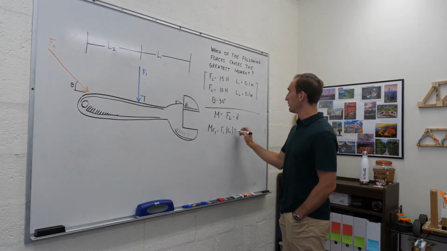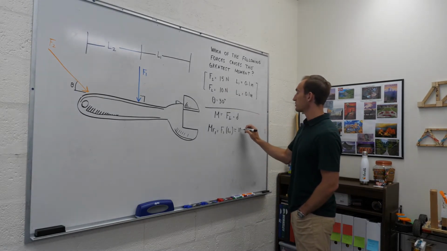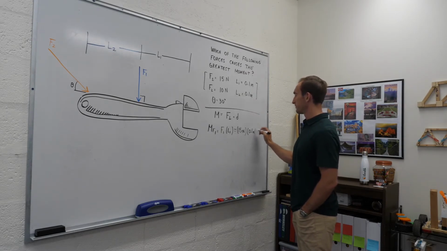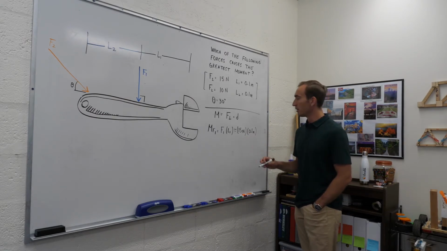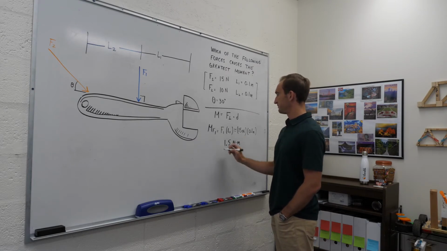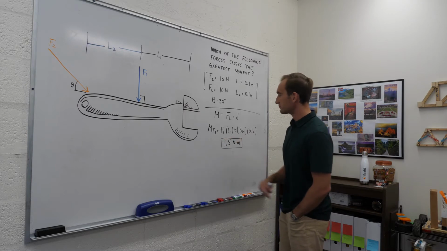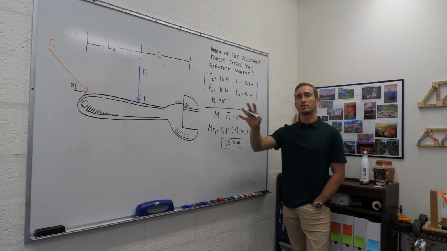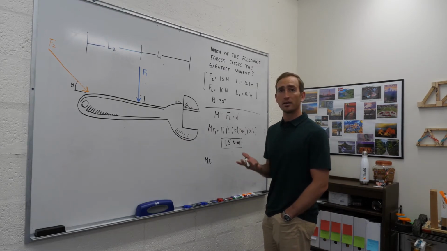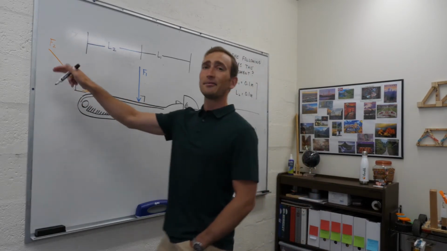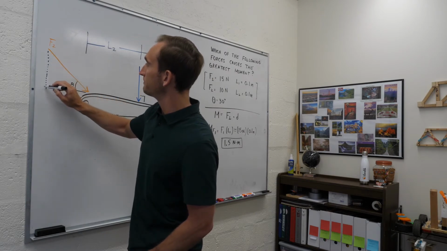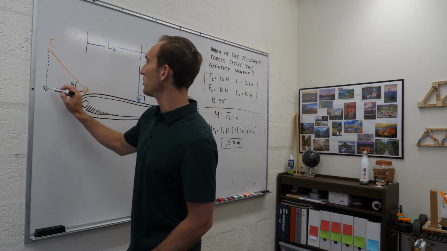As a result, we can plug in our numbers and see what we get. So we're going to have 15 newtons times L1, which is 0.1 meters. This is going to get us a value of 1.5 Newton meters. Now we can look at the force F2 and see what moment that causes. So the moment of F2 is going to be the perpendicular component of F2, which if we see, F2 has two components actually. It has a component that's going this way, and it also has a component going this way.